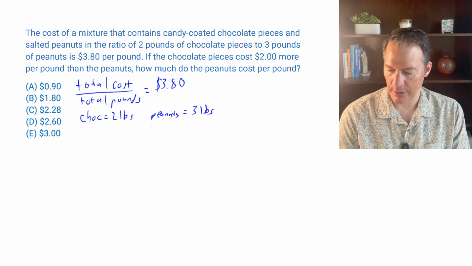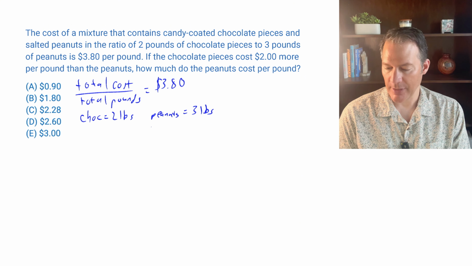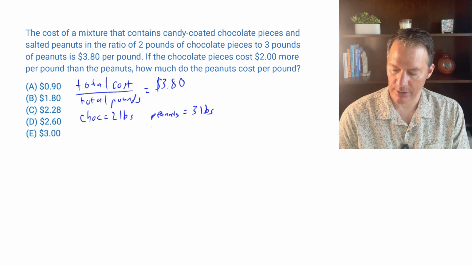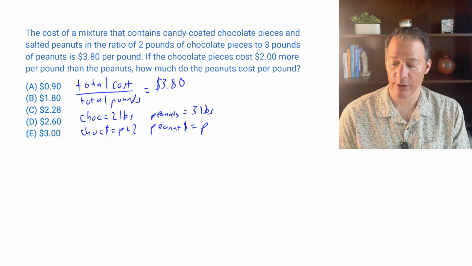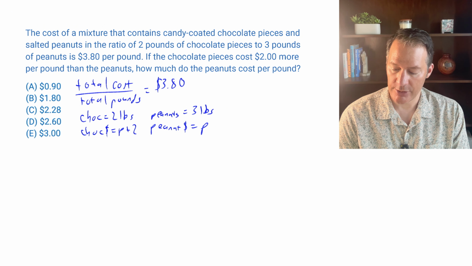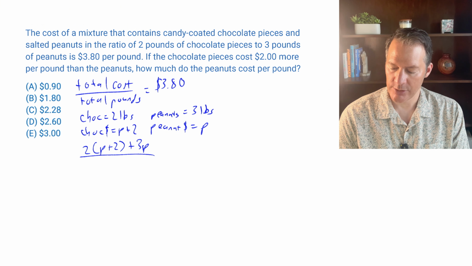Now we also want to indicate the cost. Now again, the peanut cost is the cheaper cost. So let's just go ahead and call the peanut cost P, okay? And then the chocolate cost is going to be P plus 2 because it's $2 more. And now we can plug this into our formula. So the chocolate is going to be 2 pounds times P plus $2 per pound. The peanut cost will be 3 pounds times P dollars per pound. And then we have our total pounds, which is 5. Again, that's going to equal 3.80.